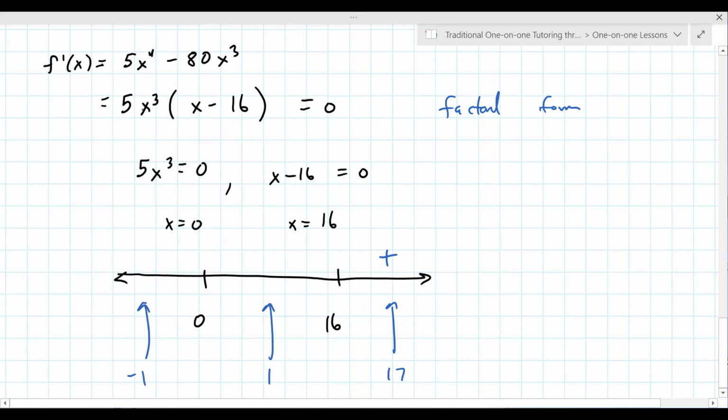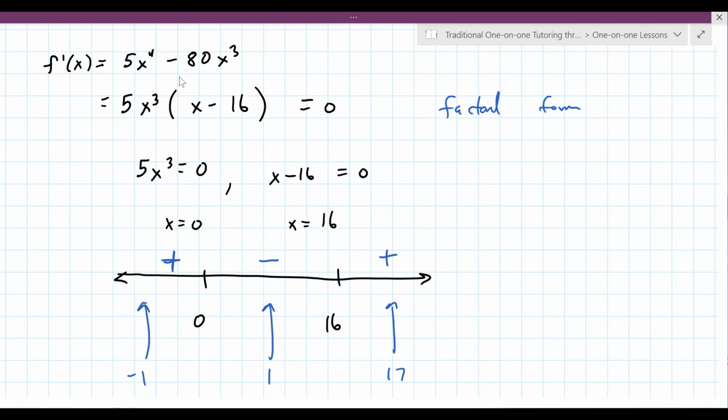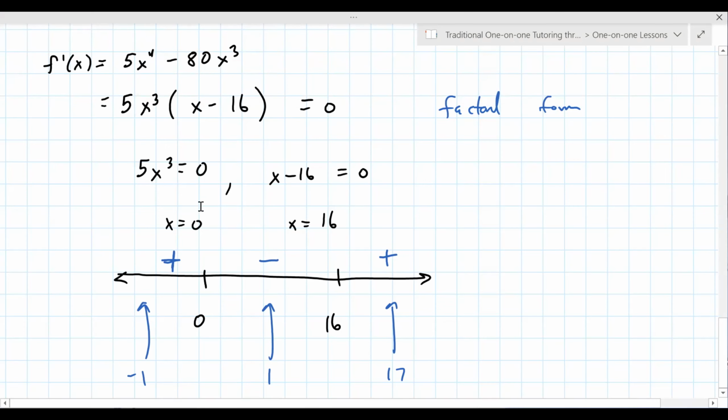1 cubed is positive. 1 minus 16 is negative. Positive, negative. Okay, with -1, you get a negative here. And then this was also negative. So you have a negative times negative makes a positive. So when you go from positive increasing, to negative decreasing, that's a max. Here at 16, you go from decreasing to increasing, that's a minimum. All right. And now we find the inflection point.